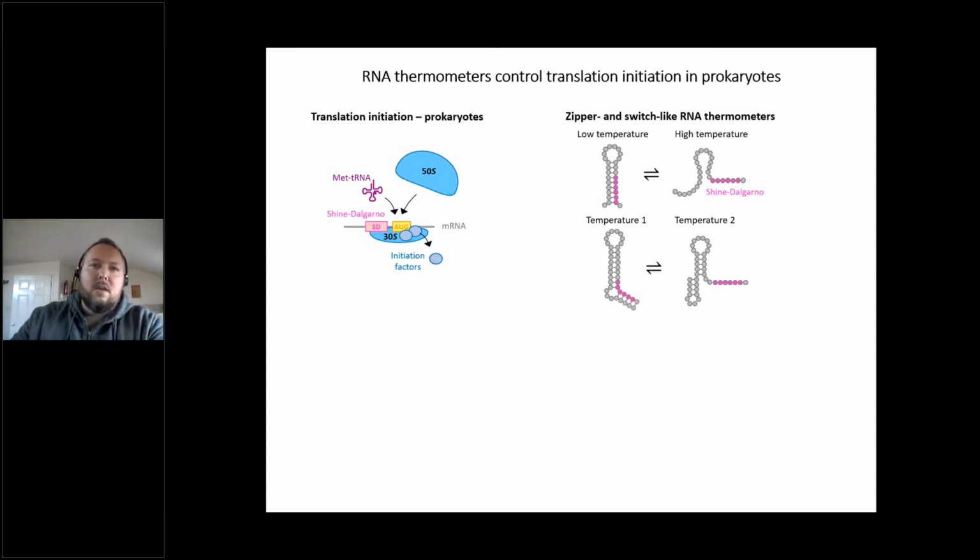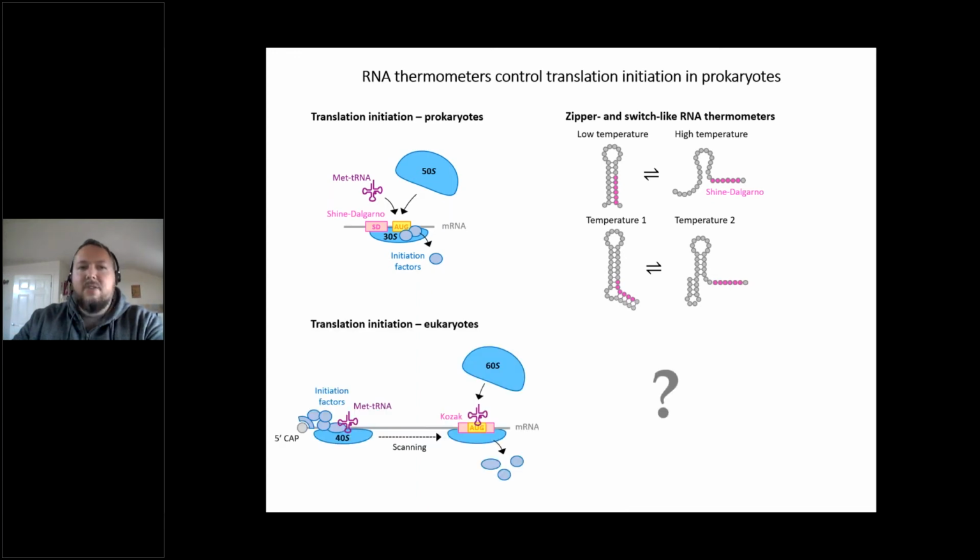Now, if we go into eukaryotes like plants, the situation is a bit different. In eukaryotes, a so-called scanning complex assembles at the 5' end of the transcript, consisting of the small ribosomal subunit, the tRNA, and a number of initiation factors. And the scanning complex then scans along the 5' UTR of that transcript until it finds the initiation codon, whereupon the functional ribosome gets assembled.